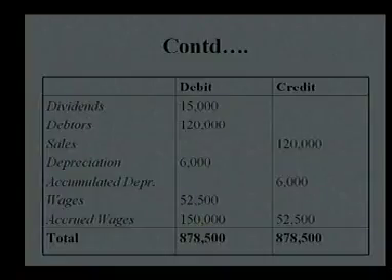Now if you total the debit column as well as the credit column, you find that both sides are matching. Initial trial balance total value is 878,500 under debit and the same amount under credit. So how have we reached this stage?